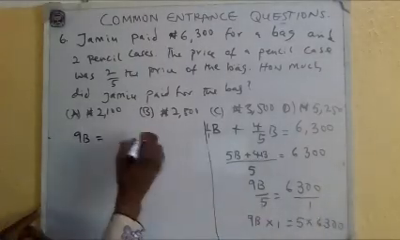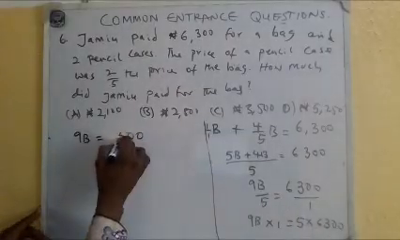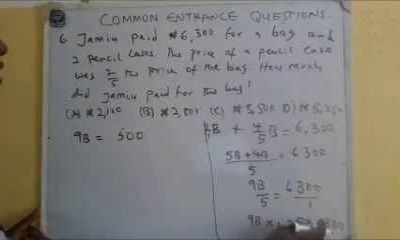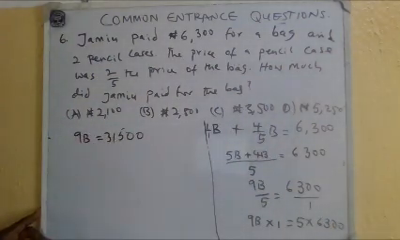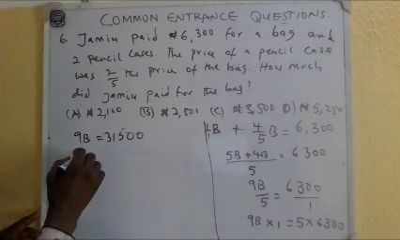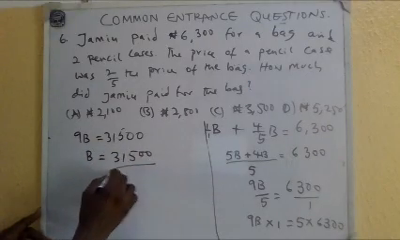5 times 0 is 0. 5 times 0 is 0. 5 times 3 is 15. 5 carry 1. 5 times 6 is 30 plus 1, 31. So 31,500. Then b is equal to 31,500 over 9.